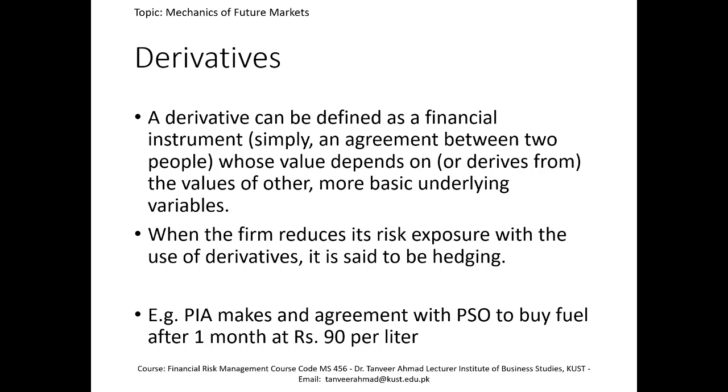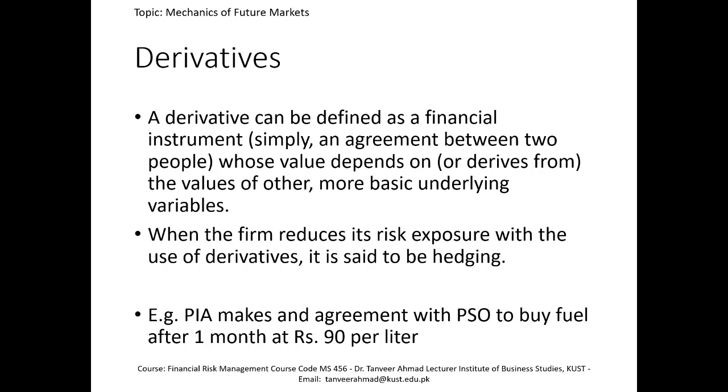So why are derivatives used? They are used to reduce the risk exposure of a firm, or we can say they are used as a hedging technique. And what is hedging? Hedging is basically a strategy, a technique that uses derivative instruments to reduce the risk of a firm. Let's discuss an example.